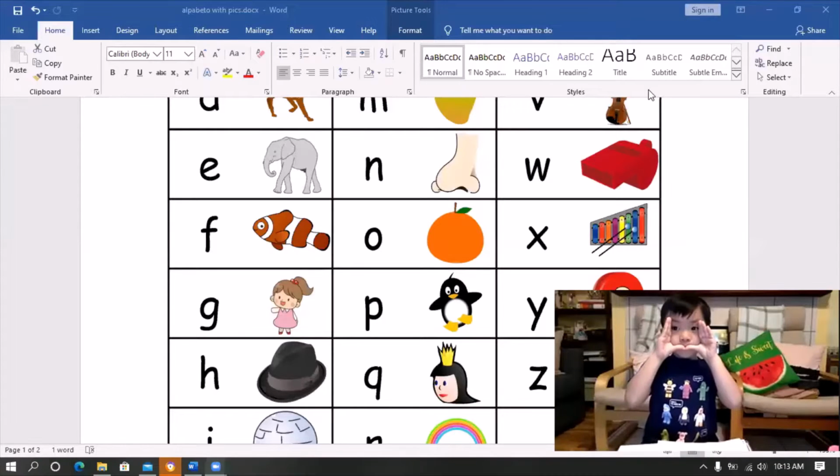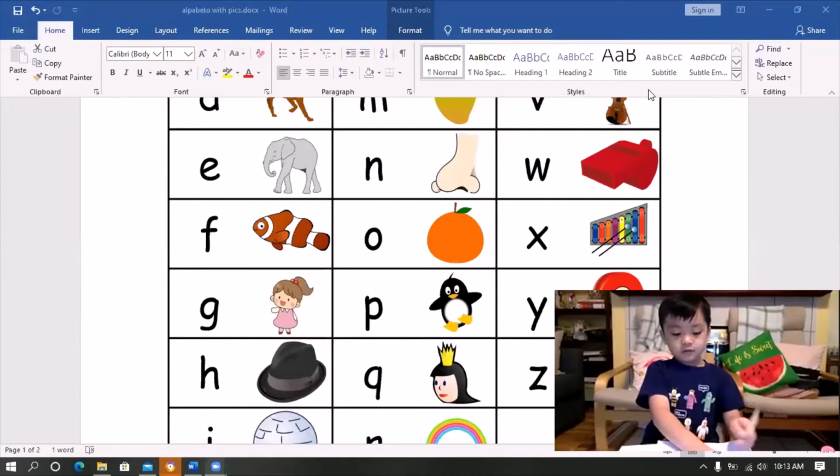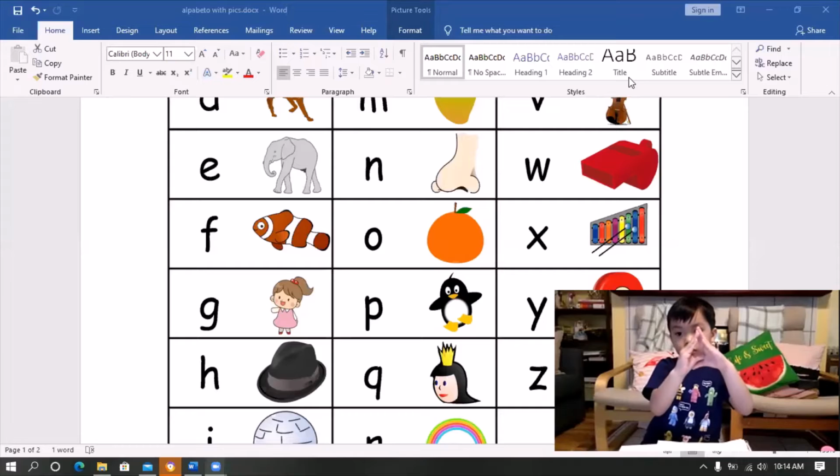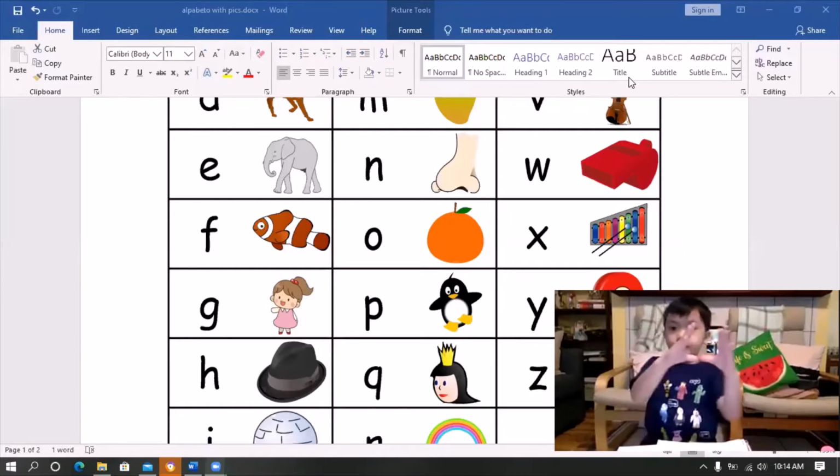You put them together, put your hands together, and it becomes letter A. Put your hands together. Okay, that's an A. Good. When you open it up, it becomes H. A, H. Okay.